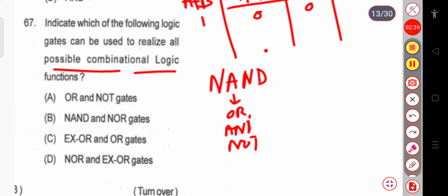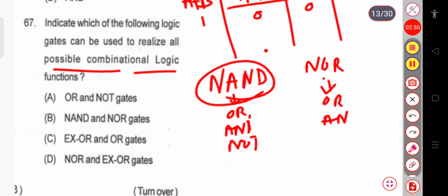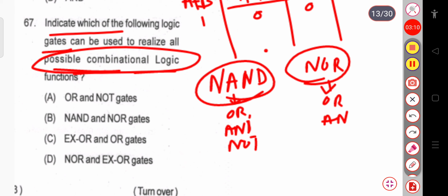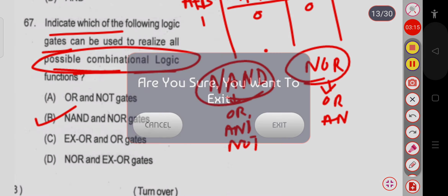Similarly, by using the NOR gate you can also form the OR gate, AND gate, NOT gate, XNOR gate, XOR gate, etc. So the NAND gate and the NOR gate are called universal gates for this reason, because from the NAND gate and NOR gate you can form any logic gate. So the NAND gate as well as the NOR gate is the correct answer. Now let us see the next question.